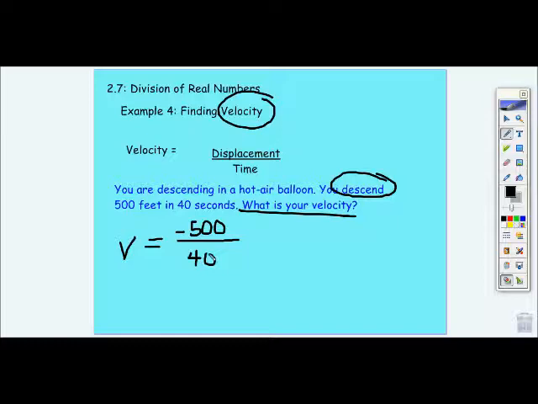Now I want to simplify that. I can put that into my calculator. 500 divided by 40. I have a positive and a negative, so my answer is still going to be negative. And your answer should come out to be 12.5. So my velocity is negative 12.5 feet per second. And you notice that I have that as a negative because I am falling. Okay, I'm descending.